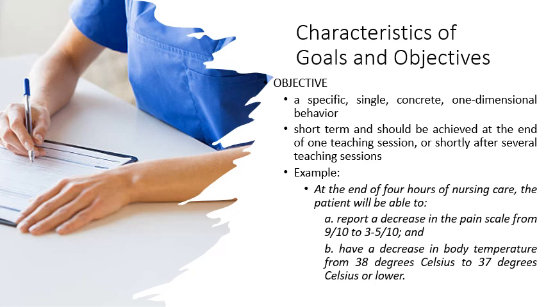Here's an example of a goal or an objective for a nursing student. At the end of 4 hours of nursing care, the patient will be able to: A, report a decrease in the pain scale from 9 to 10 to 3 to 5, and B, have a decrease in body temperature from 38 degrees Celsius to 37 degrees Celsius or lower.